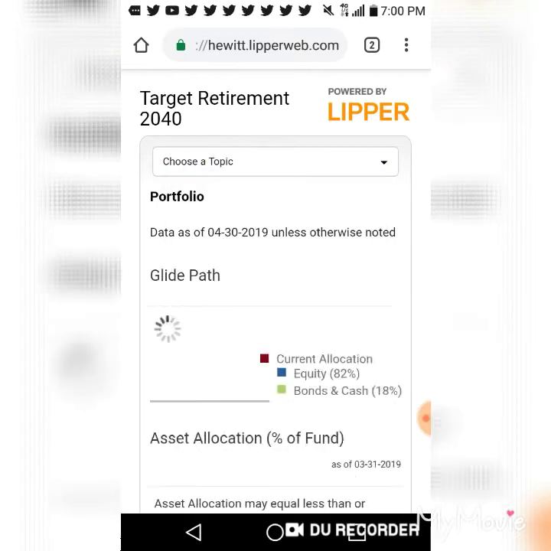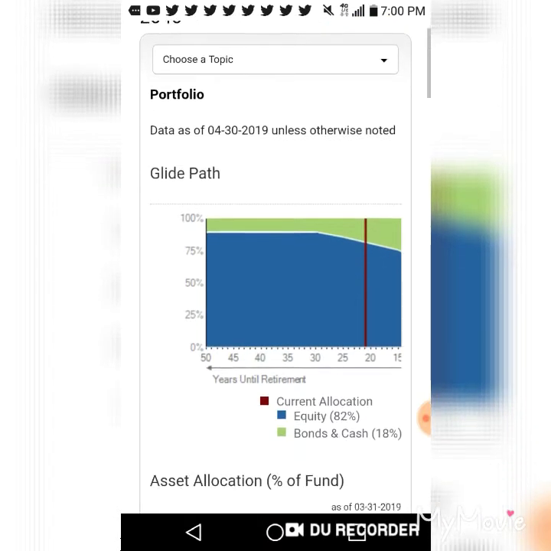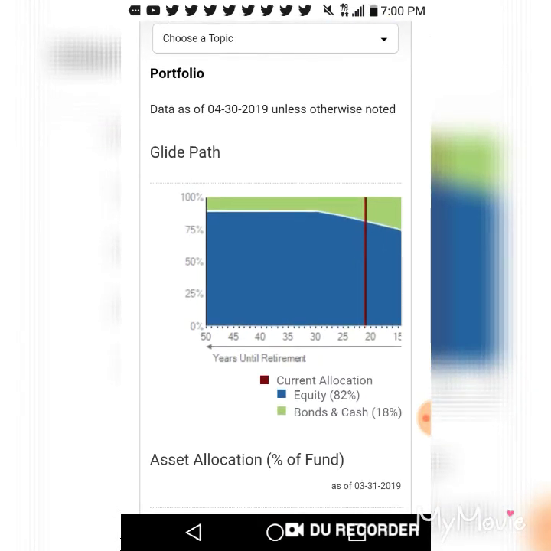Okay, next up, we have the portfolio. The portfolio is very important. The portfolio is how the fund is structured.